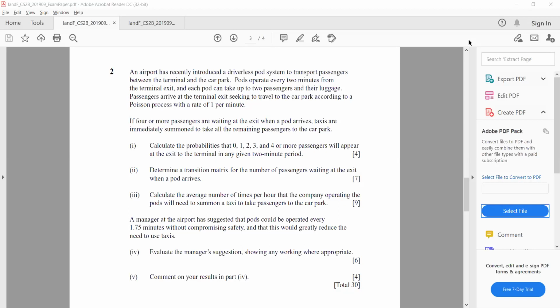If four or more passengers are waiting at the exit when a pod arrives, taxis are immediately summoned to take all the remaining passengers to the car park.